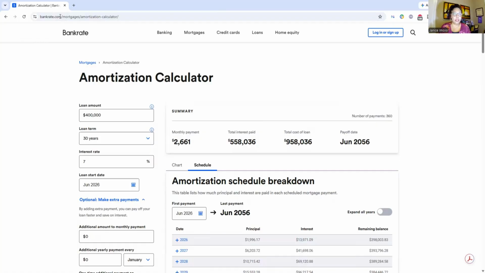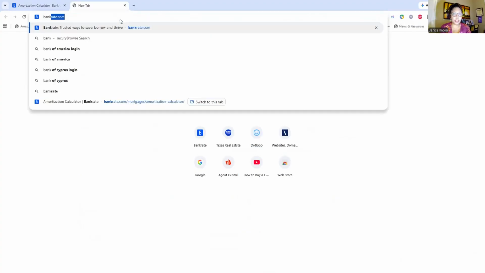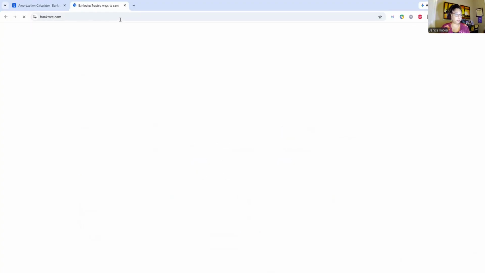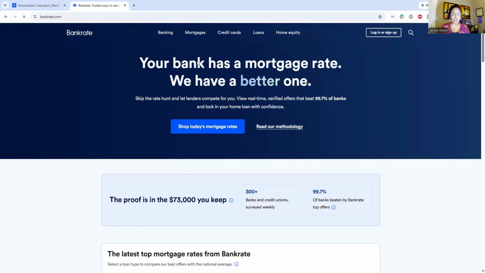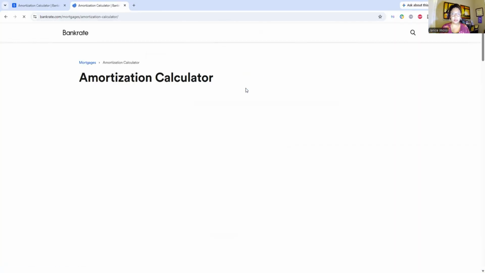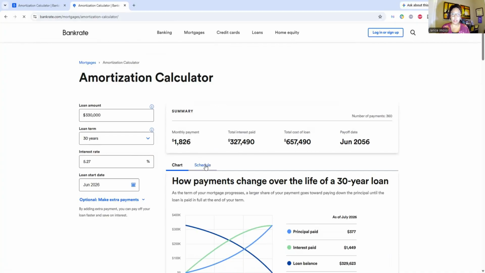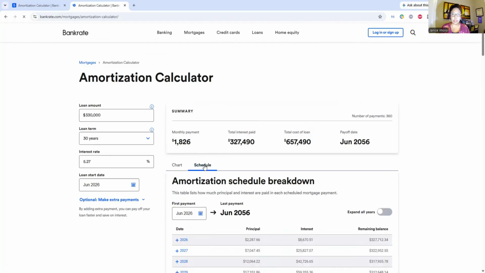All right, this is the infamous website. I'm going to use the same numbers I used in the TikTok video that I did about a year ago. The website is called bankrate.com. When this pulls up, you want to go to mortgages, come down to amortization calculator, and click on it. We're also going to click on schedule, because that's going to give us the good stuff that I'm going to show you.